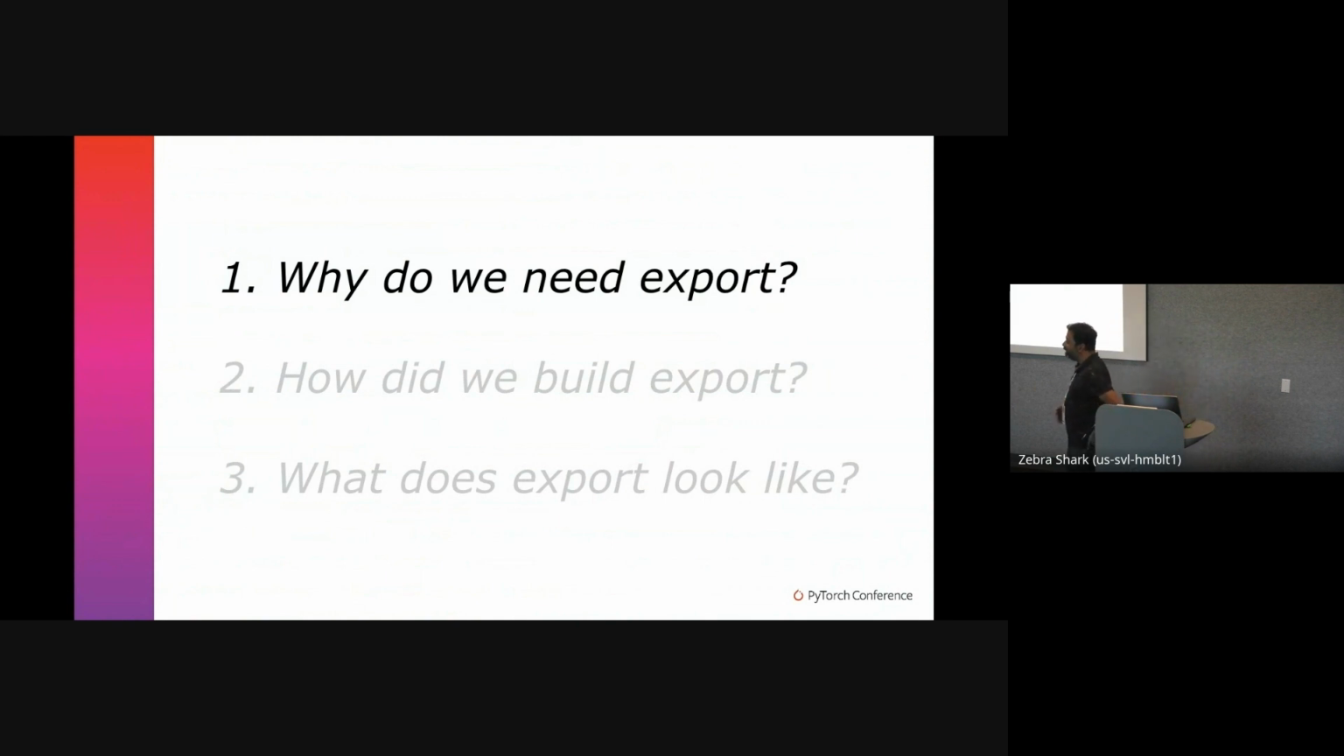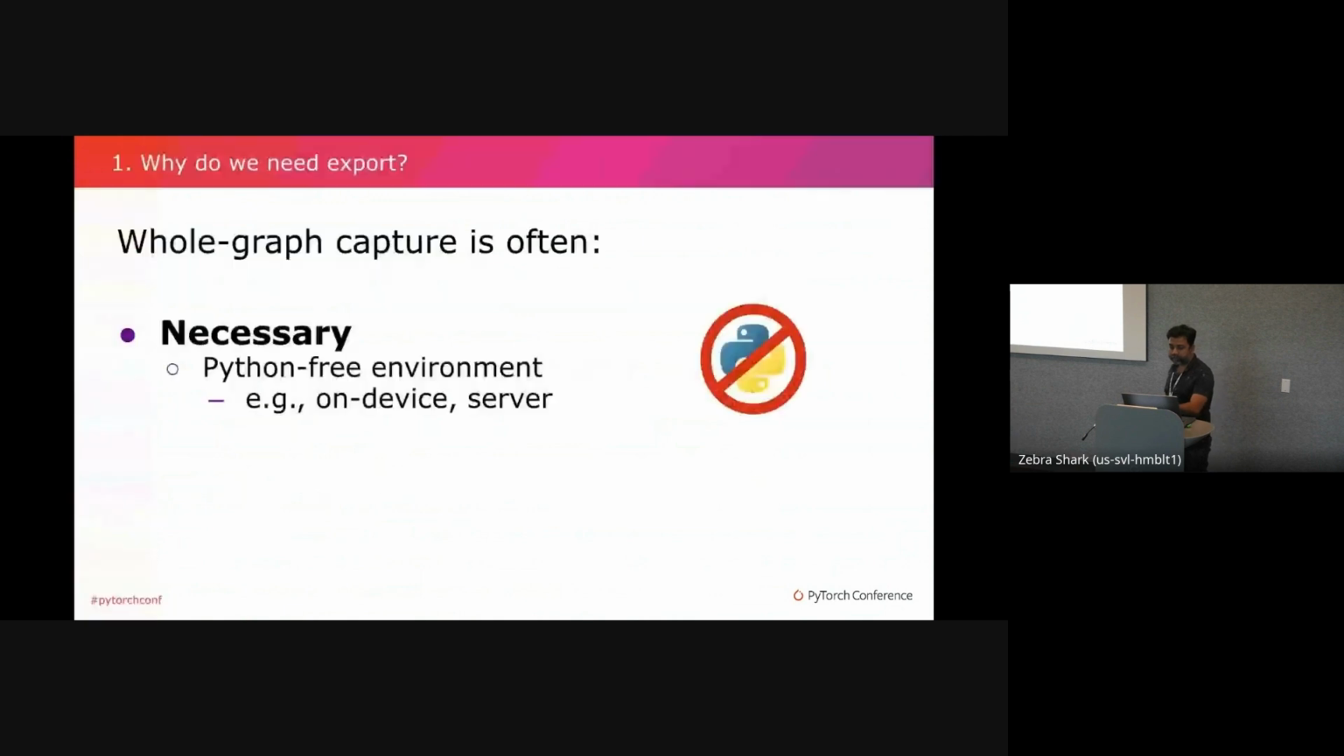So I will linger on a few topics for a bit longer, but broadly this talk is structured in three parts: why we need export, how we built export, and finally what export looks like. So let's start with the why. Why does PyTorch need a sound whole graph capture mechanism? The short answer is that it's often necessary to do so.